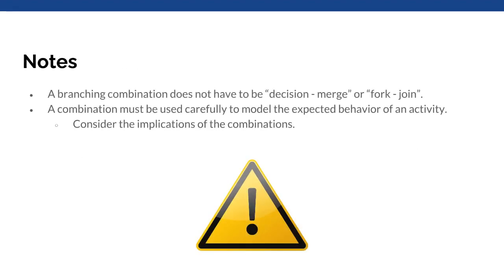We have 4 branching combinations that can be modeled in UML activity diagrams. It should be noted that a branching combination does not have to be a decision merge combination or a fork join combination. We may use other combinations, if indeed the logic is expected in the activity. Branching combinations must be used carefully to model the expected behavior of an activity. We have to consider the implications of the branching combination, especially those that might result in deadlock or race condition.